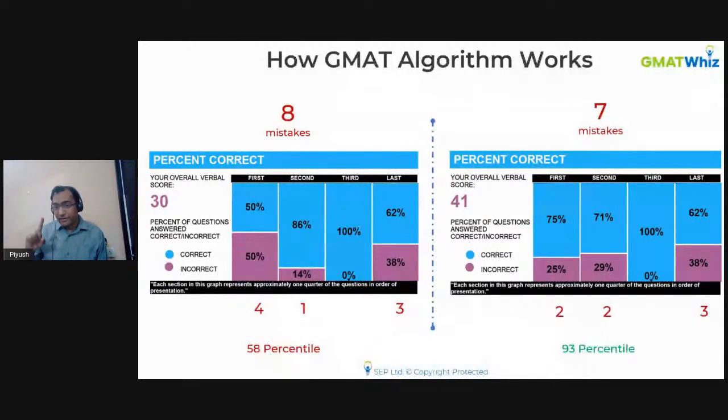Think about it. One extra mistake, and you're losing 11 points on the GMAT. Do you guys think that GMAT is actually really harsh? Please tell me if you think GMAT is really harsh by looking at this data. Quick yes or no, what do you think?